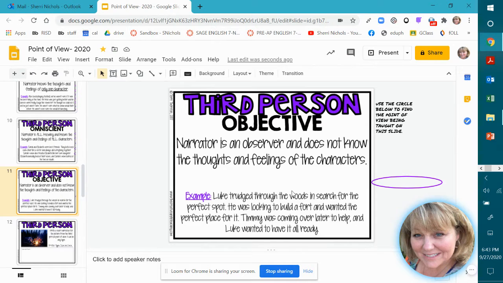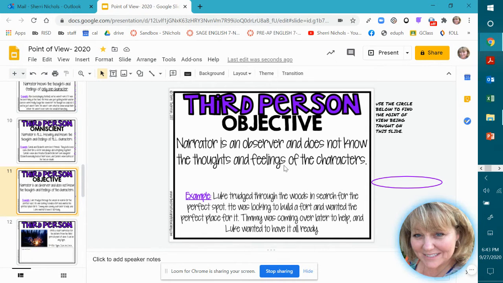And this one is where the narrator is an observer, and the narrator does not know the thoughts and feelings of the characters. An example of this: when you're listening to the news, it's third person objective. It's sort of like somebody's telling about an accident or about a bank robbery. The person telling the story is just giving you details.